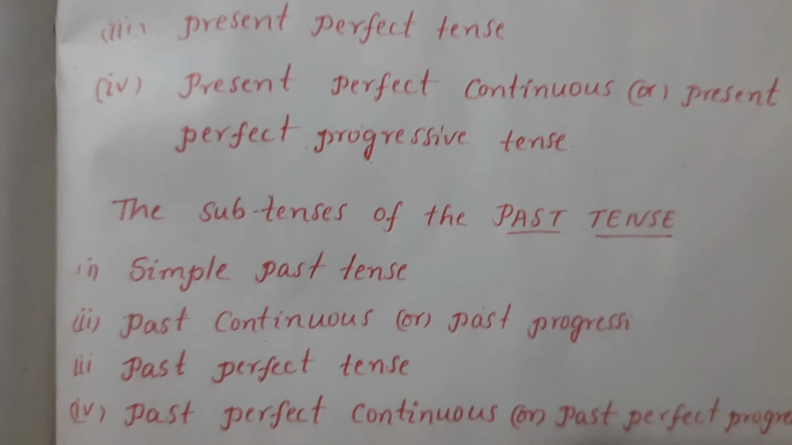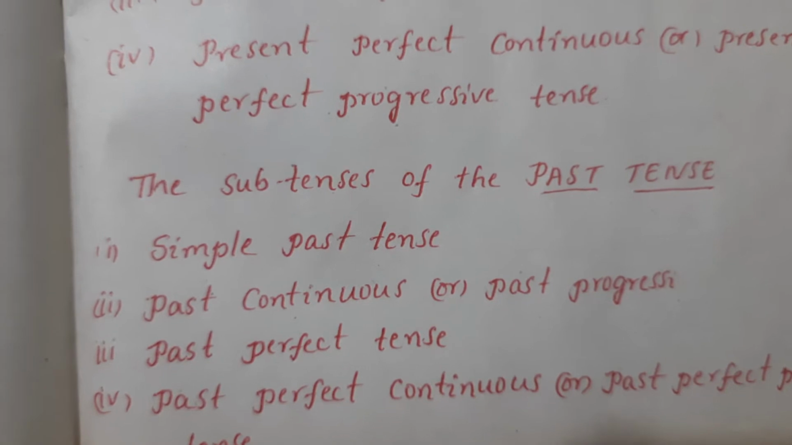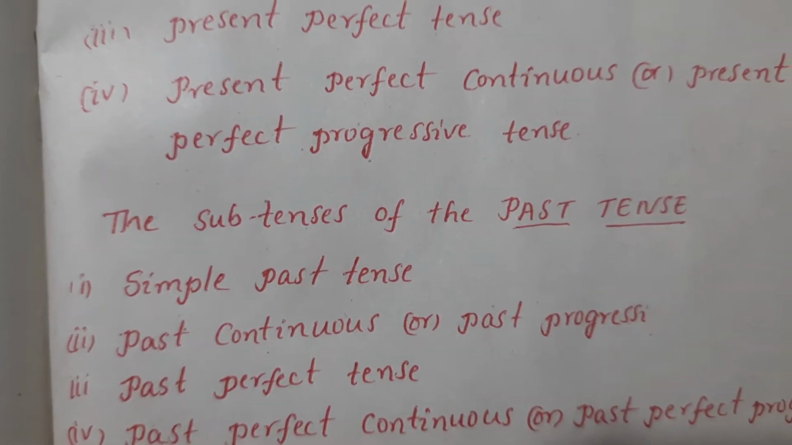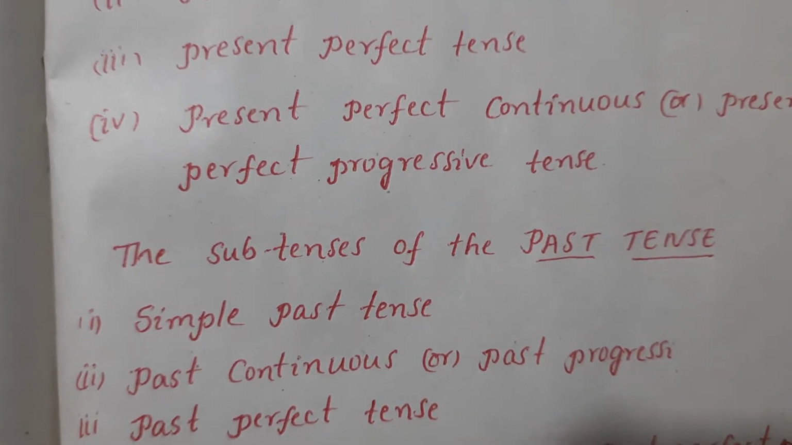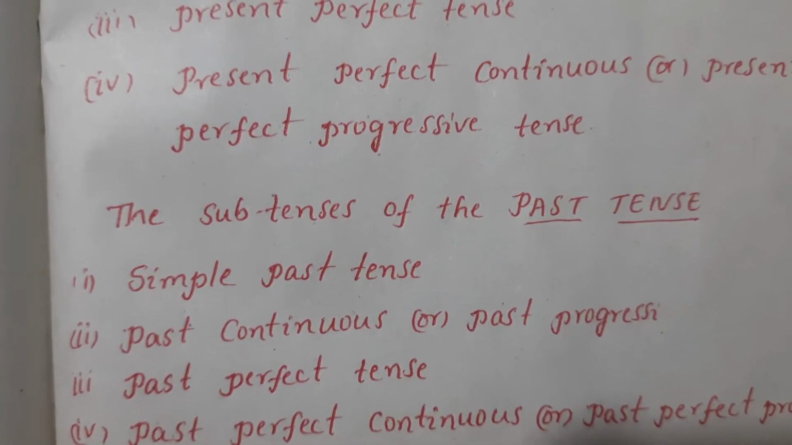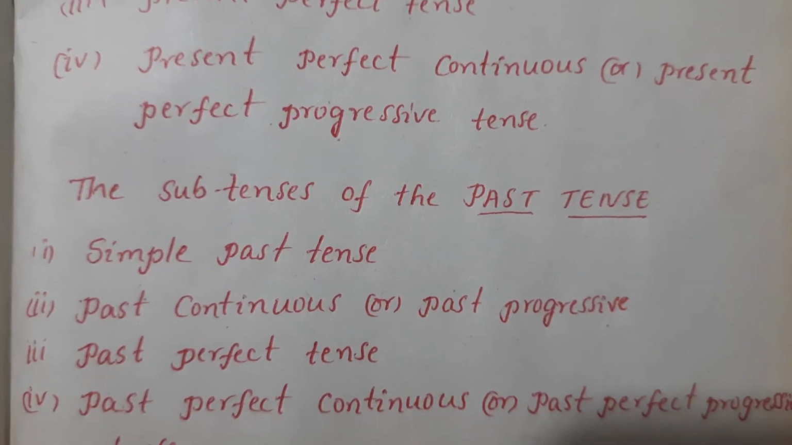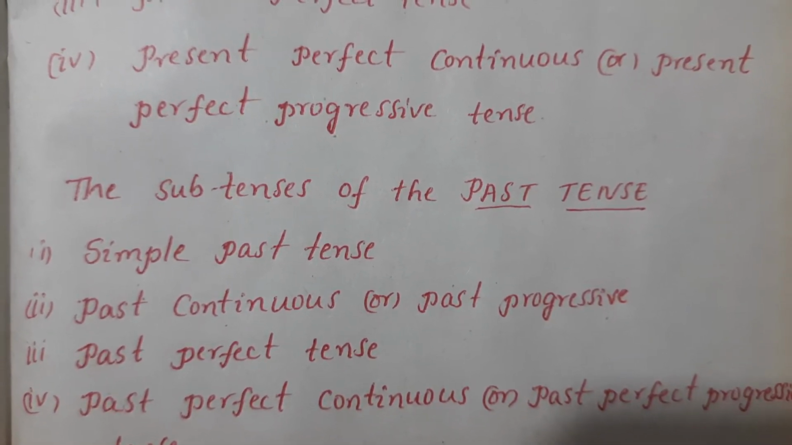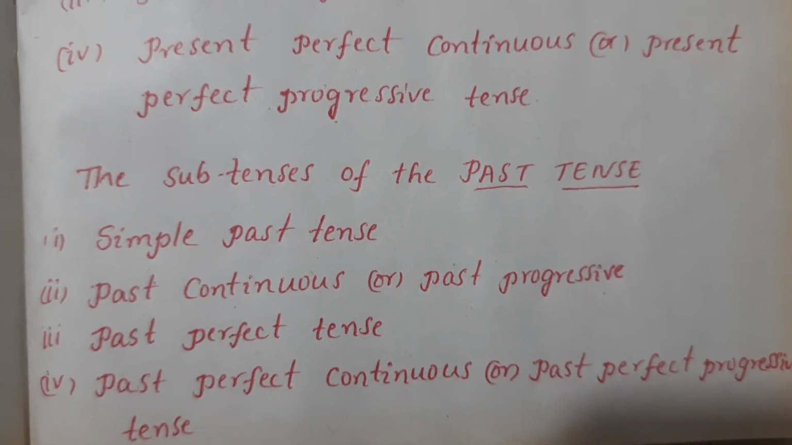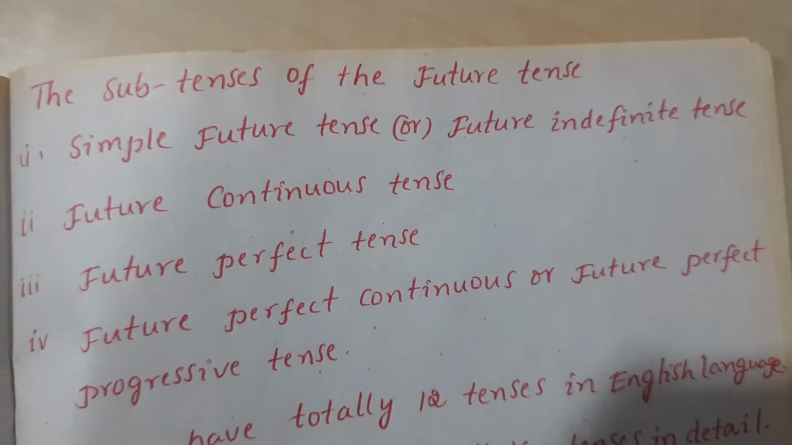Now let us see the subtenses of the past tense. The first subtense of the past tense is simple past tense or past indefinite tense. Second one is past continuous or past progressive tense. Third one is past perfect tense. And fourth one is past perfect continuous or past perfect progressive tense.